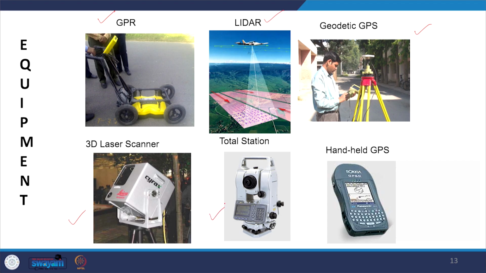Total station, which gives a lot of data, angular, elevation and distance measurements, or maybe the handheld GPS, which also gives us quite accurate data. So we have a lot of devices available at our disposal to collect the data. Earlier, it was all paper based planning.